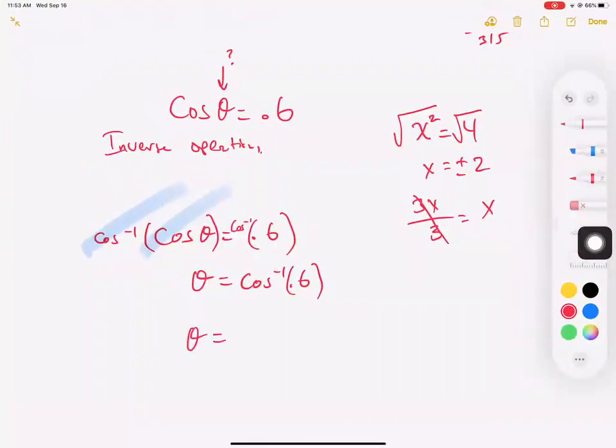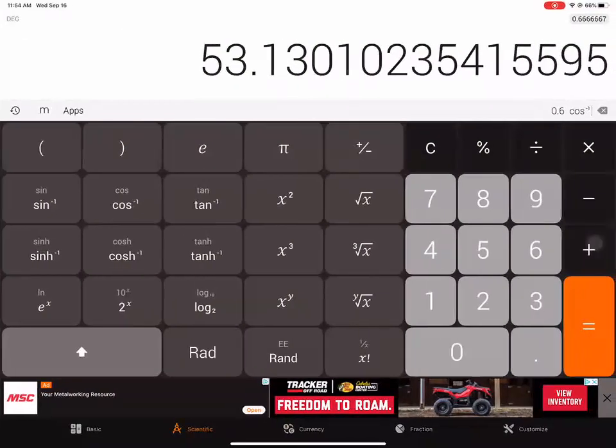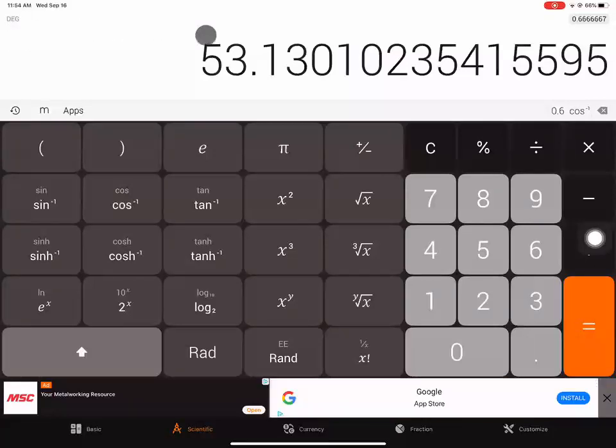So theta is 53.13 degrees. If they told us to do this in radians, let's go back to the calculator. If you notice in the upper right hand corner, like we said before, it says degrees in the corner. How do I change that? Right here, where it says radians, click it, and it changes to radians. Click degrees, and it changes to degrees.